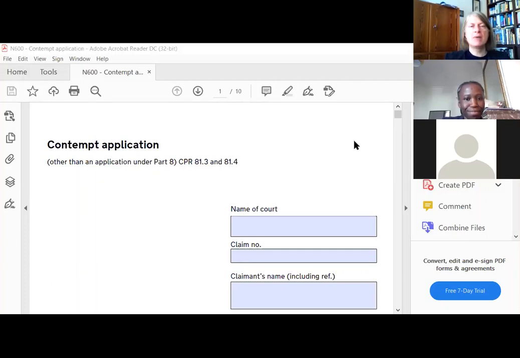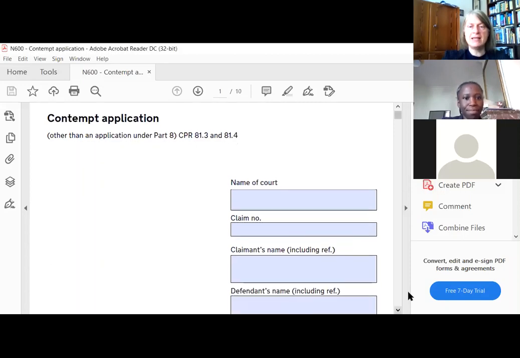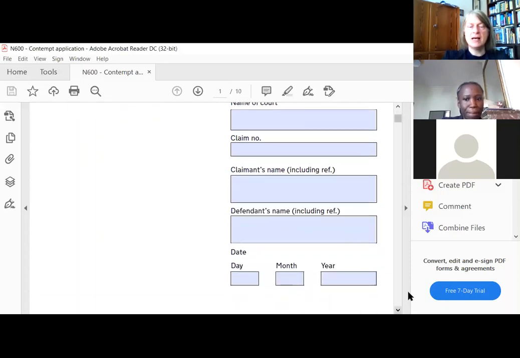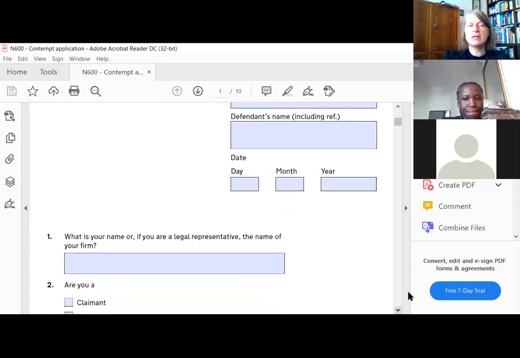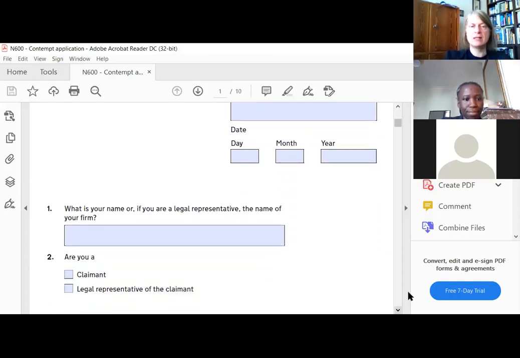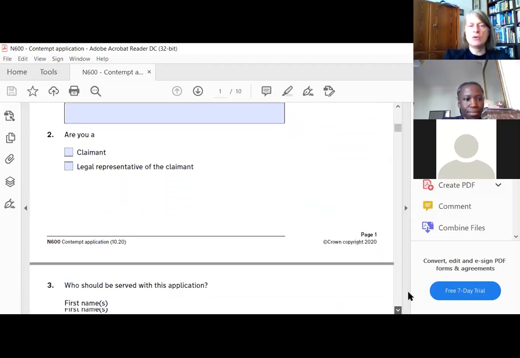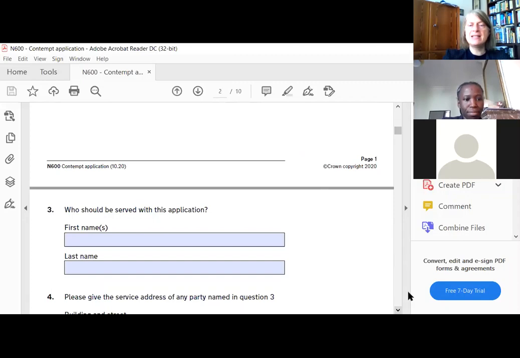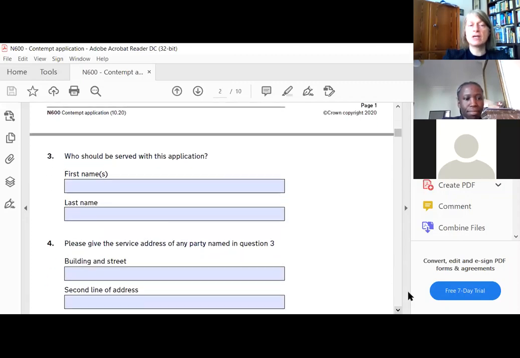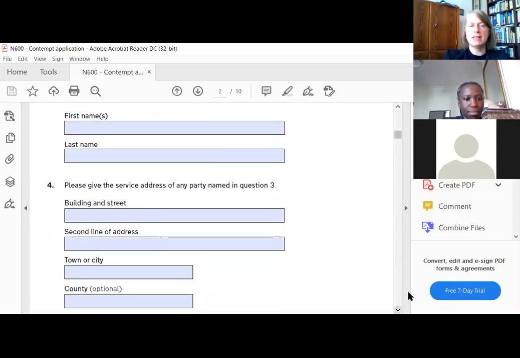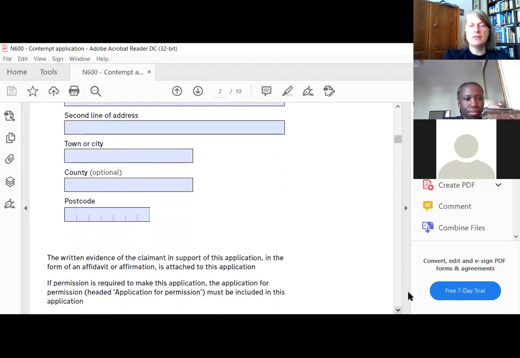So here is Form N600, required reading for you. And as you can see, it is actually a rather lengthy form, 10 pages long. And here, already on page 1, you get a sense of the enormous detail that is required to complete the form.